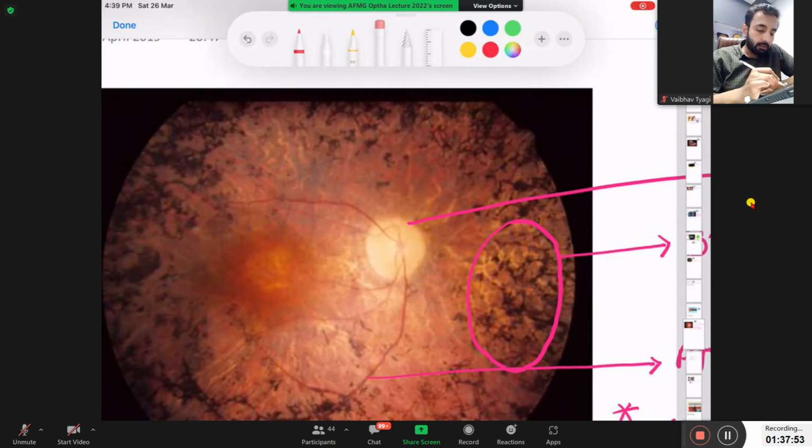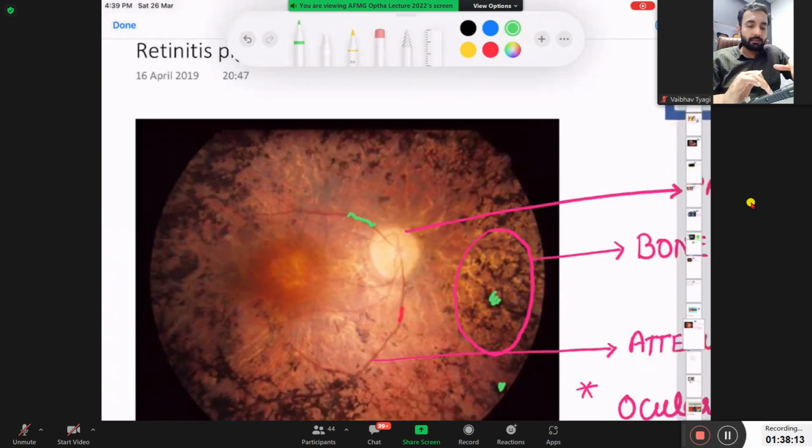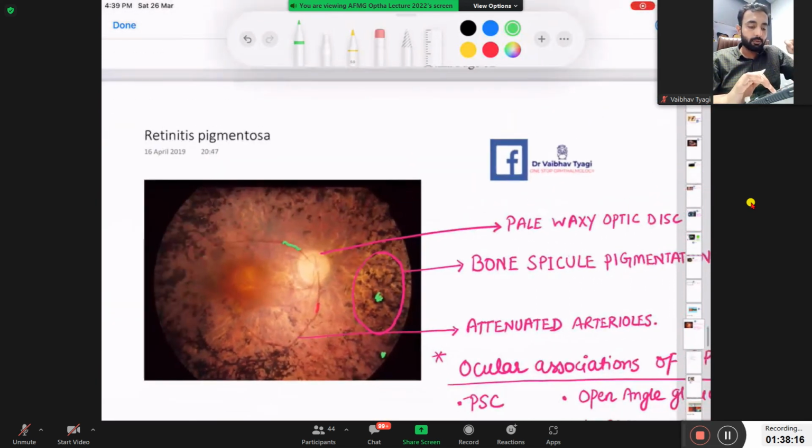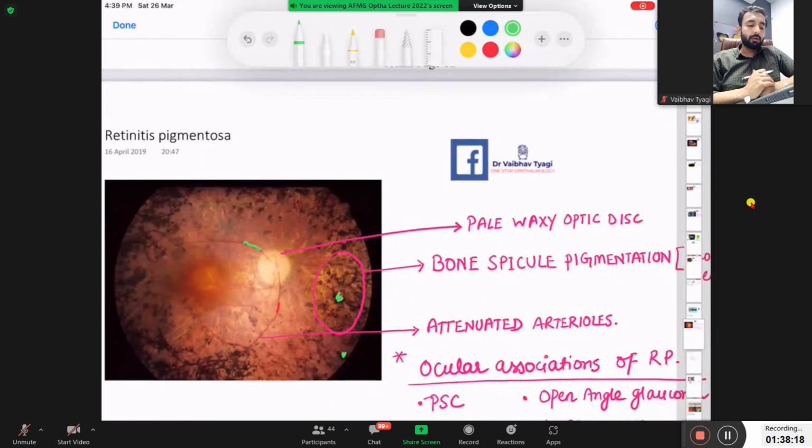Then second thing, can you focus on the vessels? Are the vessels normal? No, they are attenuated. Vessels are thinned out, right? So these vessels are attenuated. And third finding, can you see these black spots, blackish? So these blackish things are called bony spicule pigmentation. Bony spicule pigmentation.